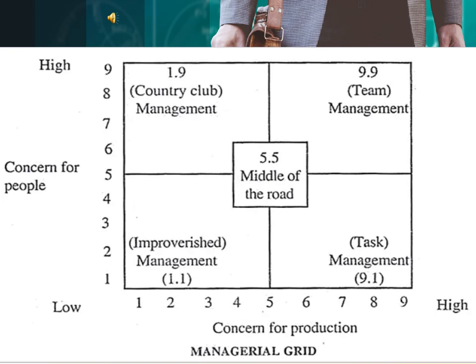So once again, the x-axis is about the concern for production and the y-axis represents the concern for people. Concern for production means the leaders will be more concerned about the results or the productivity, etc. And the y-axis represents concern for people, where the leader will be more concerned about the conditions of the employees, building trust and making them feel good, etc.